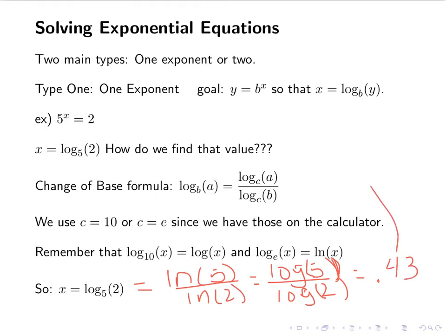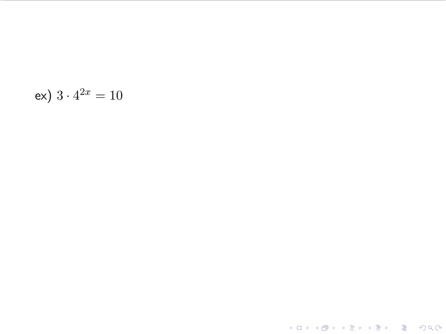Always make sure you check your answer. Does that make sense? I plug in 5 to the power of 0.43 in my calculator, and because I rounded, I'm not getting exactly 2, but I am getting 1.9978, blah, blah, blah. So it's really, really close to 2. So always make sure you check your answer. So let's try another one.